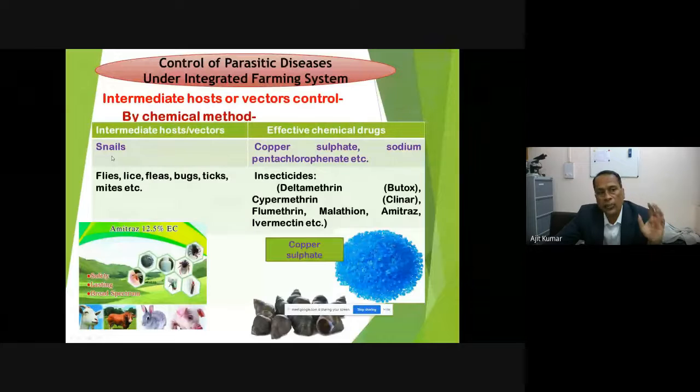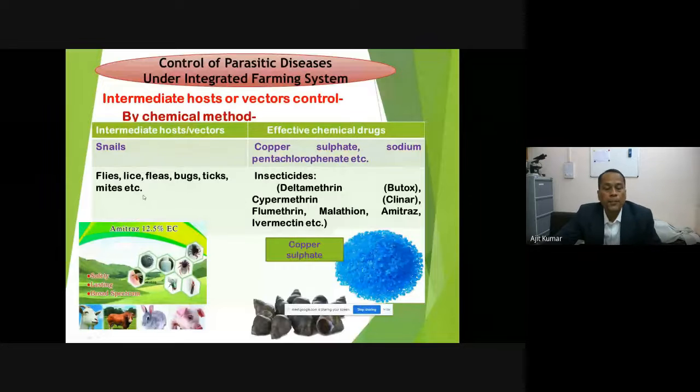So by controlling the snail population, which is the intermediate host of different helminth parasites, we can control the parasitic infection in the host. A snail can be controlled by different chemicals like copper sulfate and sodium pentachlorophenate.